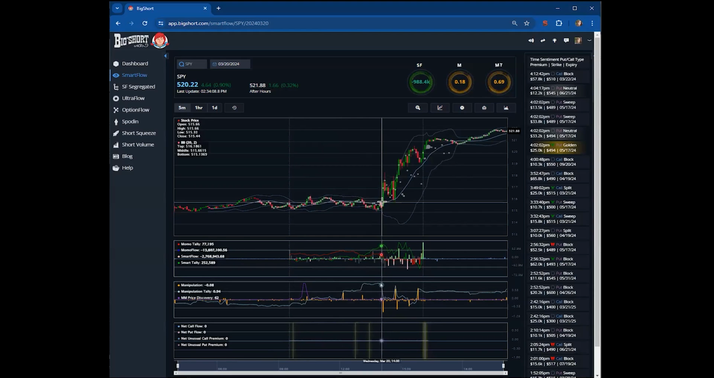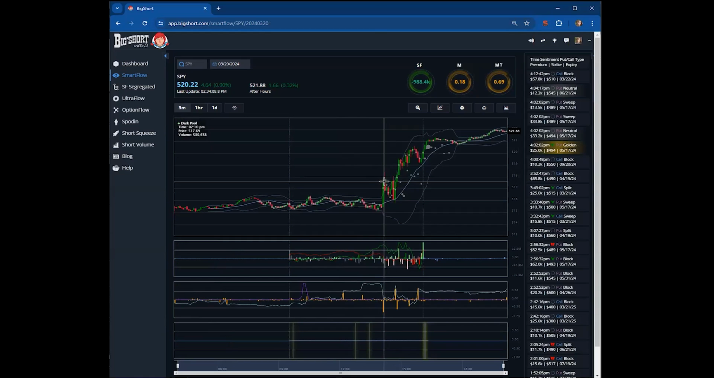And I remember thinking, maybe I chased that too much because we're already at the highs of the day. But I noticed that manipulation was growing more bullish as price was going up. And so I decided to give it until the end of the candle before I exited. And so I exited right around here.